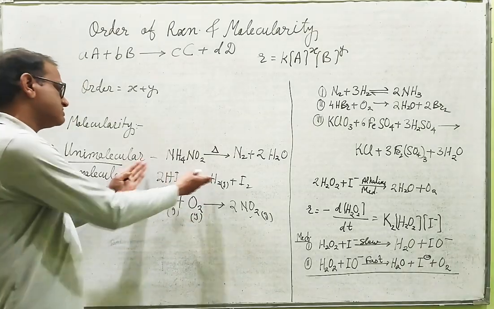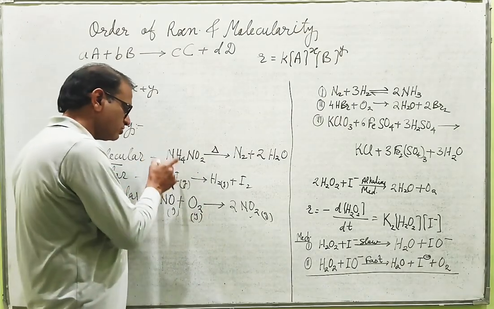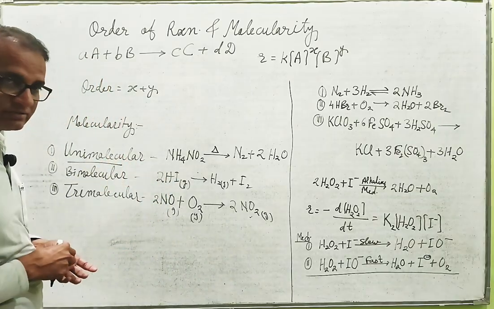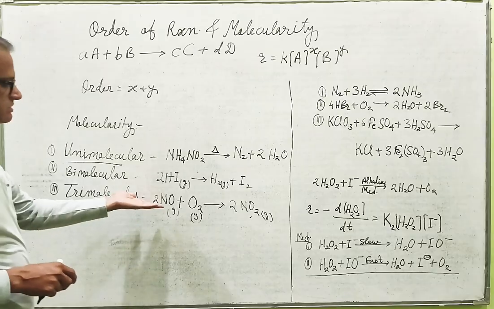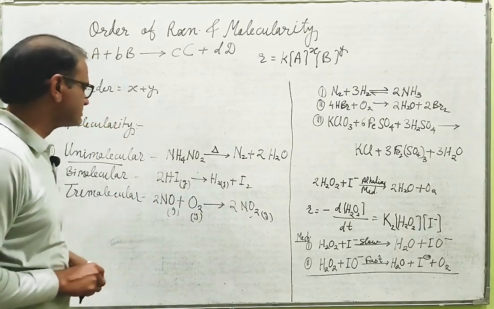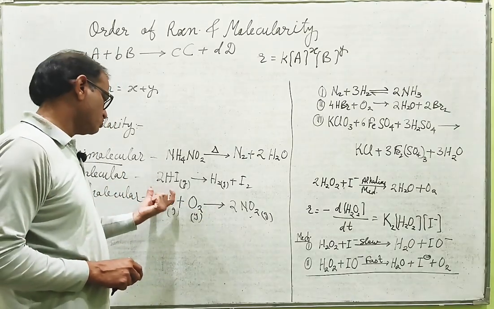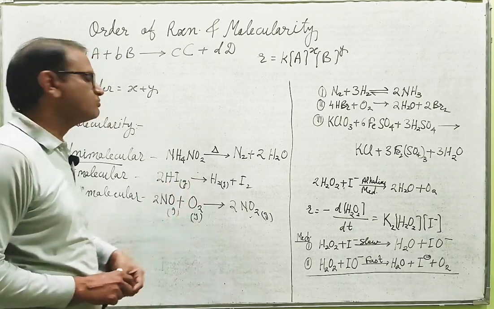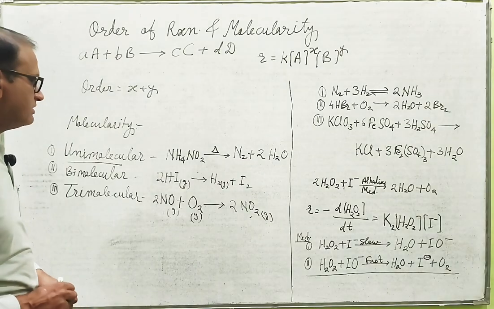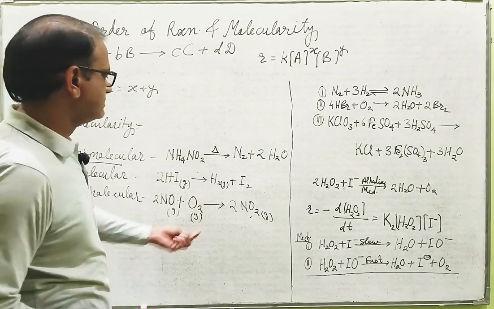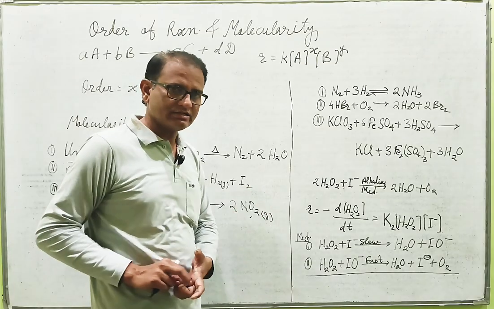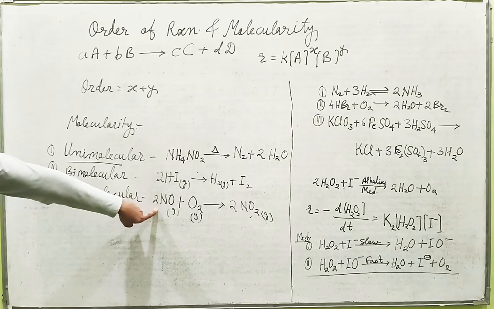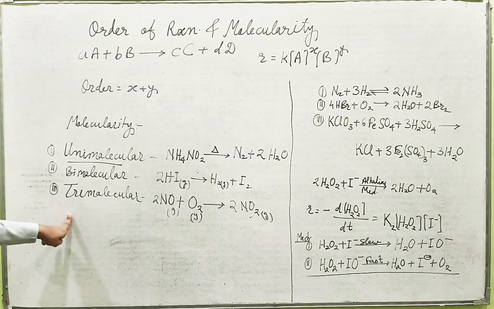So in this elementary reaction, the number of molecules taking part is 2, hence it is a bimolecular reaction. Okay. Trimolecular means, yesterday we also discussed this reaction. Trimolecular reaction: 2 molecules of nitric oxide and 1 molecule of oxygen taking part in the reaction and getting nitrogen dioxide. So in this elementary reaction, the number of molecules taking part is 3. Hence it is a trimolecular reaction.